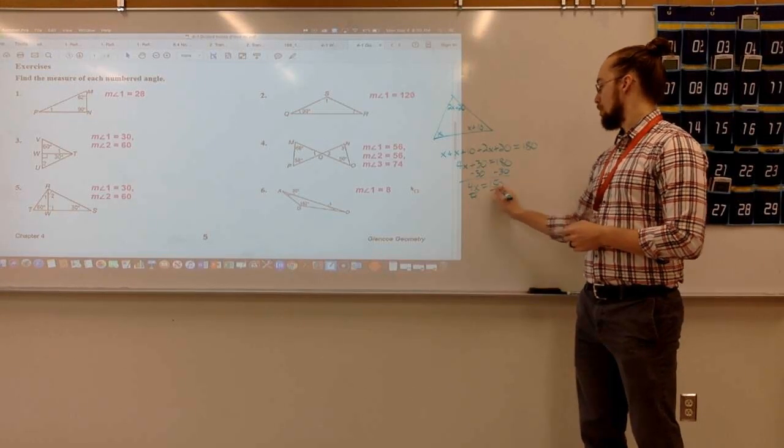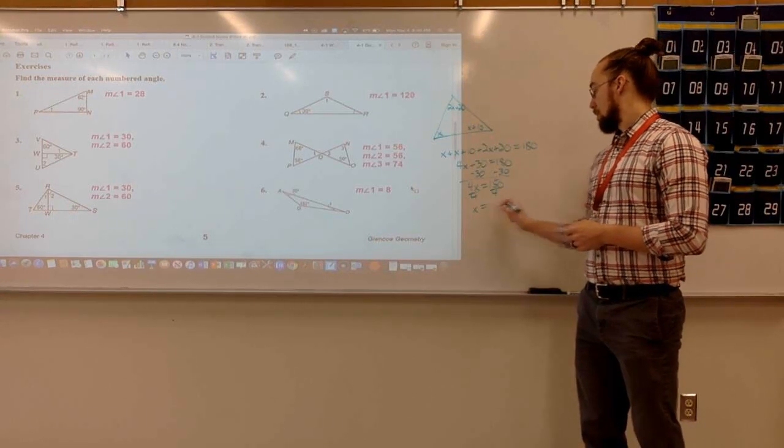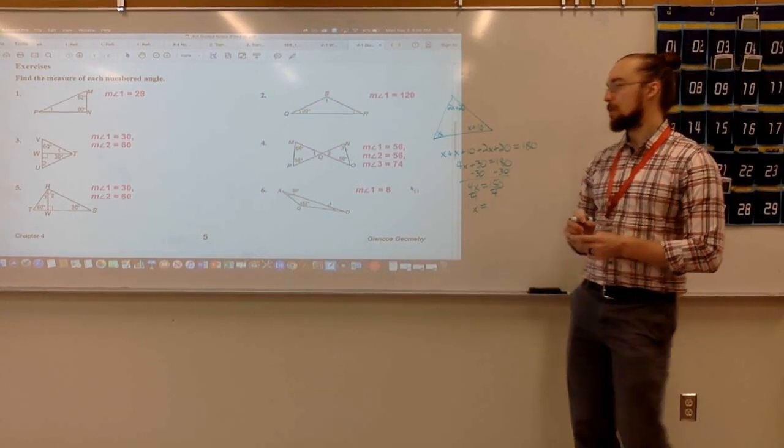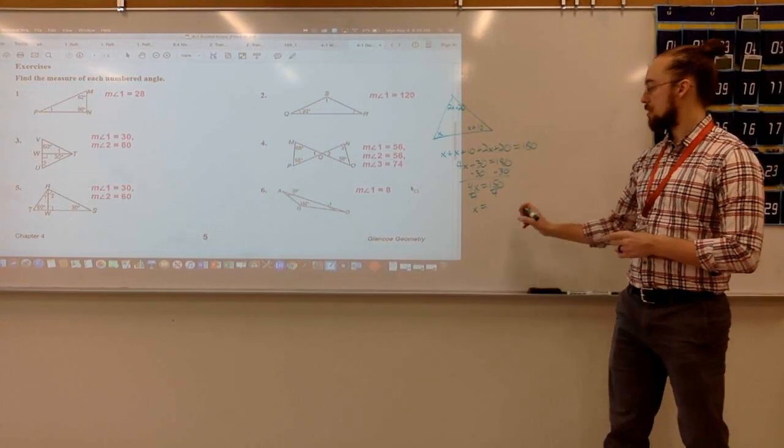Divide by 4. And that doesn't come out nicely. Is that going to be 37 and a half?